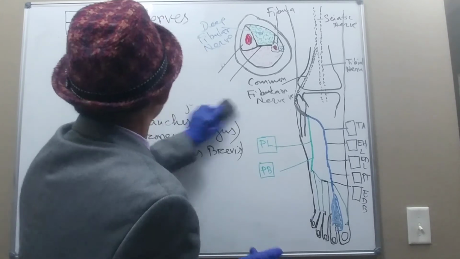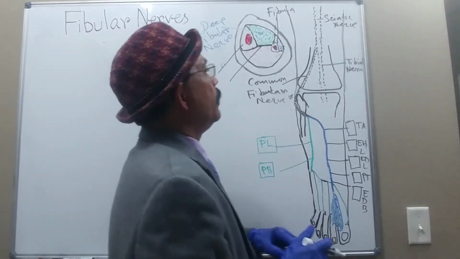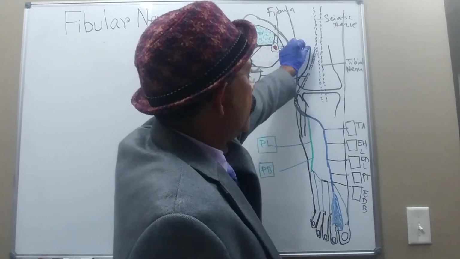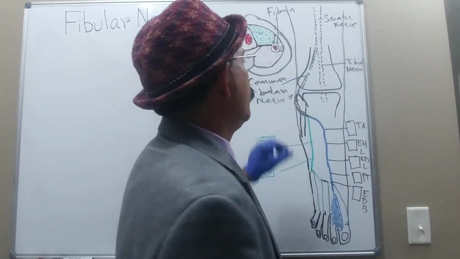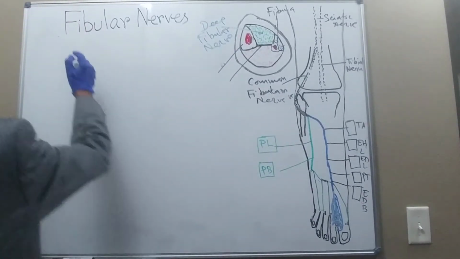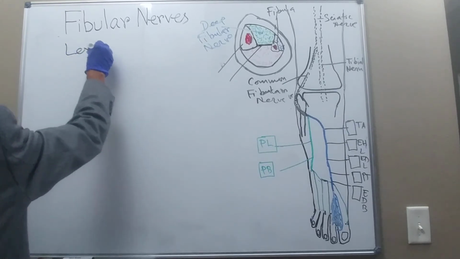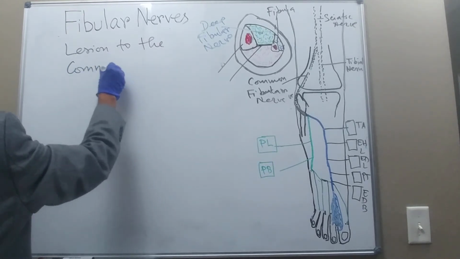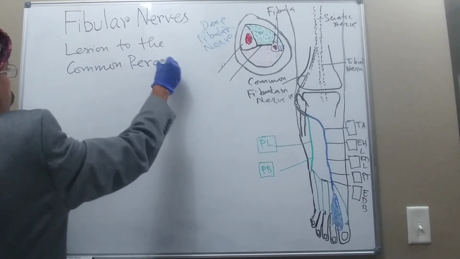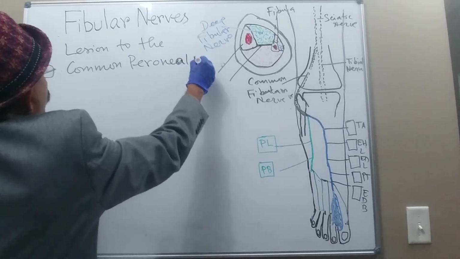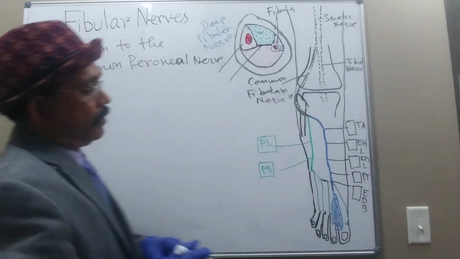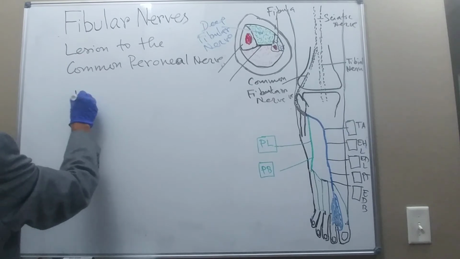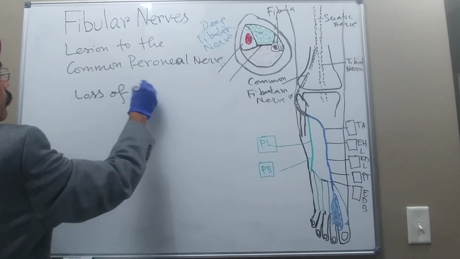Now we have some importance of that. What will happen if this nerve is damaged, or there is some fracture here, some damage to the biceps femoris tendon? What will happen? Lesion to the common peroneal nerve. What is the applied anatomy? Because these are lost, there will be loss of eversion.